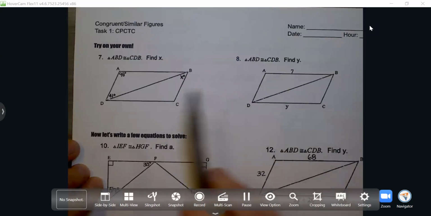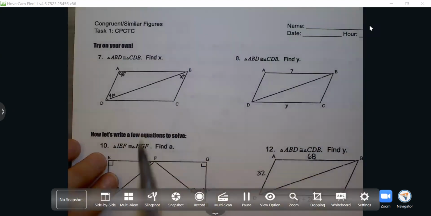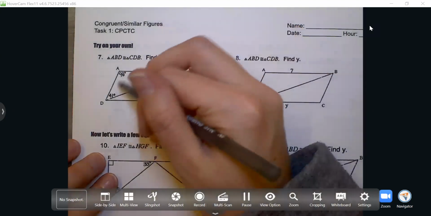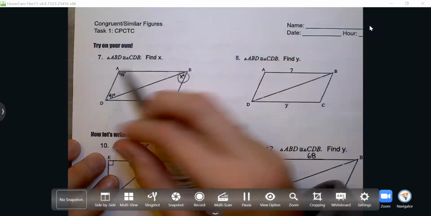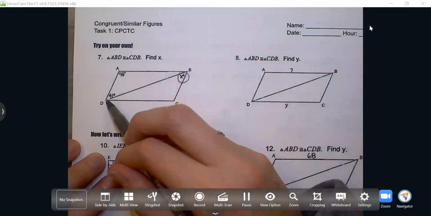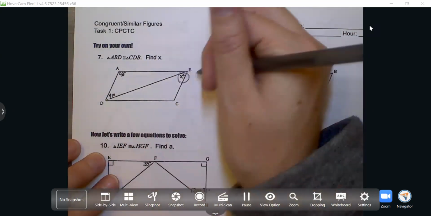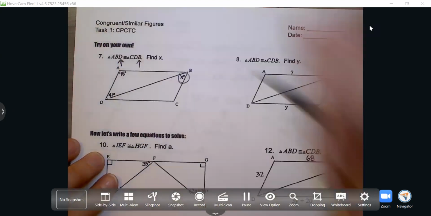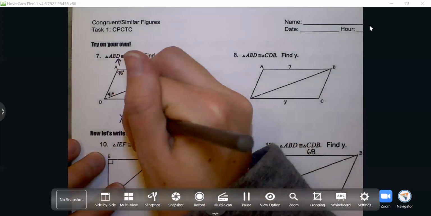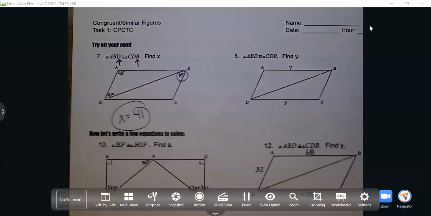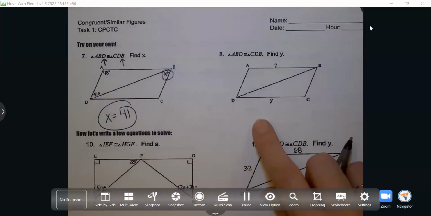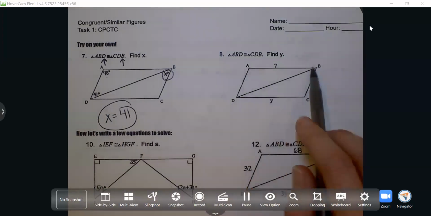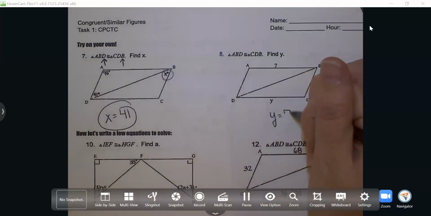Now let's see if you can try these two on your own. I have angle X up here. I want to know, does it match to the 98 or the 41? So A, B, D, and C, D, B. So B is my last letter in this one. It's going to be congruent to my last letter in my other triangle. So X is equal to 41. Number 8, DC is down here, and it's going to be congruent to my side up there. So Y equals 7.